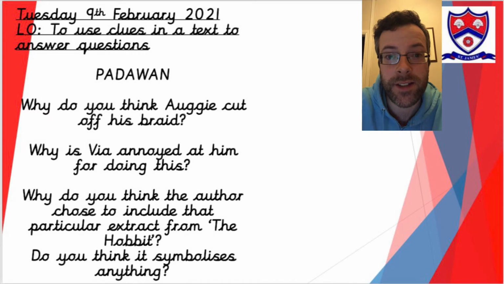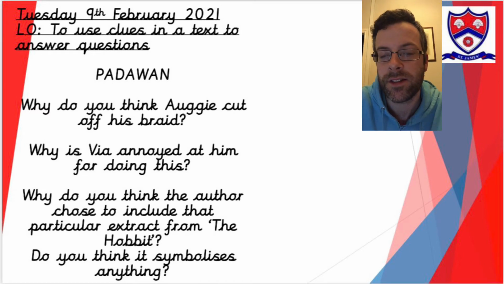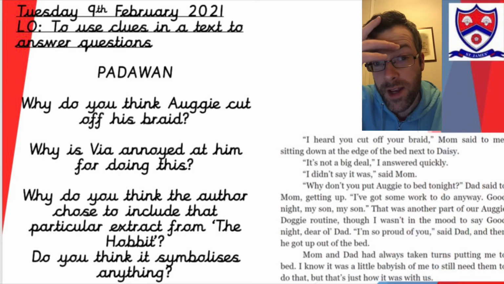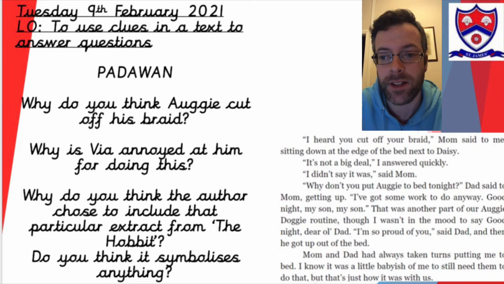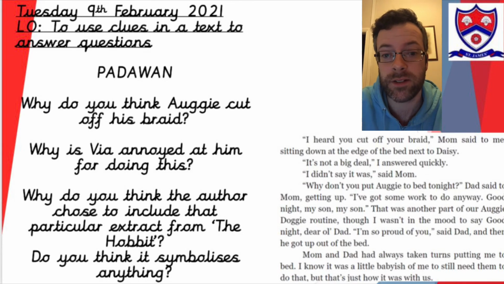Mum knocked on the door just then and peeked her head inside the room. Just wanted to say goodnight, she said. She looked kind of shy for a second. Hi, Mama, Dad said, picking up my hand and waving it at her. I heard you cut off your braid, Mum said to me, sitting down at the edge of the bed next to Daisy. It's not a big deal, I answered quickly. I didn't say it was, said Mum.